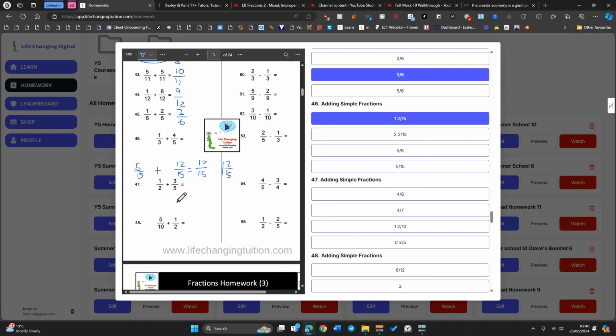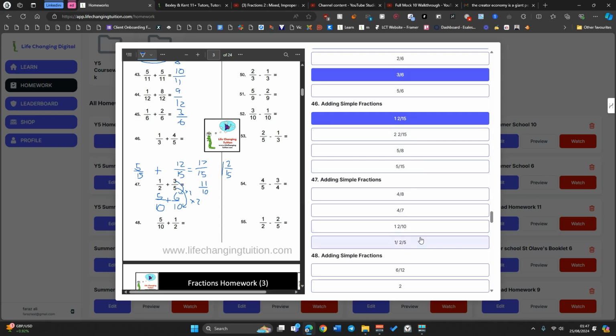Same thing here. We're going to change the bottoms to be the same. I'm going to choose the number 10. Basically we times the 1 by 5 because that's what we did to the bottom. And we times the top by 2 because we did this times 2 as well. So that's going to give us 6. So we just have to do 5 over 10 plus 6 over 10, which is basically 11 over 10.